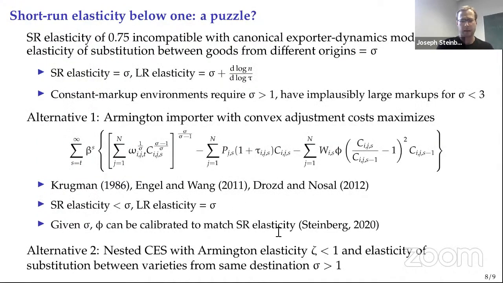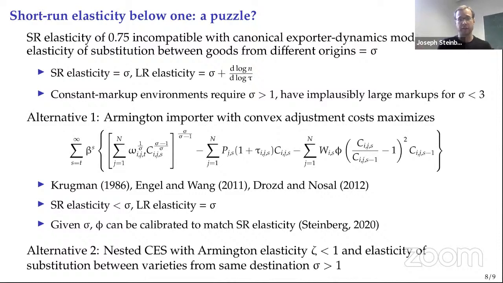Finally, very last comment. The authors point out that this really low short-run elasticity is incompatible with a lot of the standard models that we see out there. The reason is that constant markup environments, Krugman, Melitz, whatever, require that the elasticity of substitution between varieties of goods is greater than 1, right? And in the short run, in most of these models, that's precisely what the trade elasticity is.